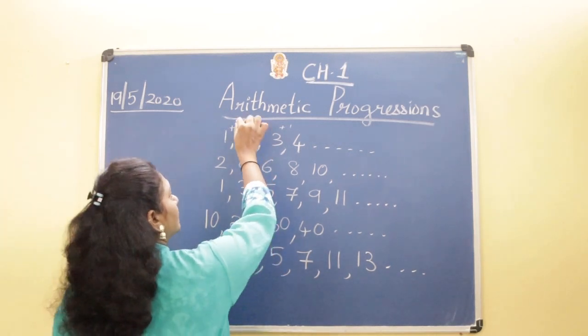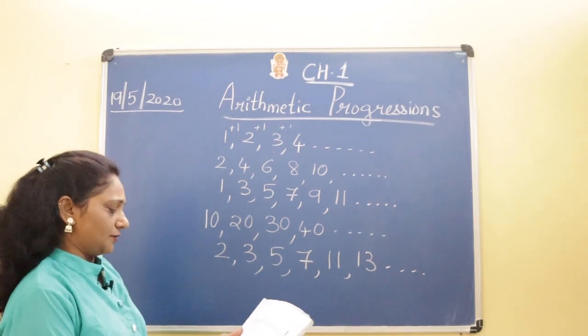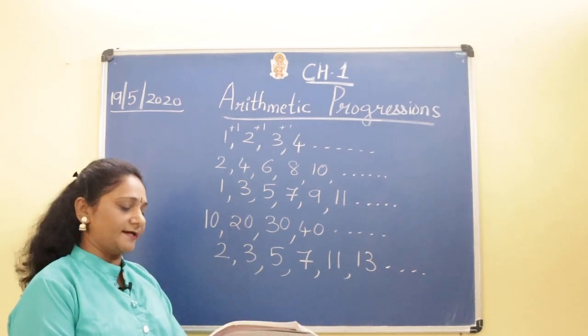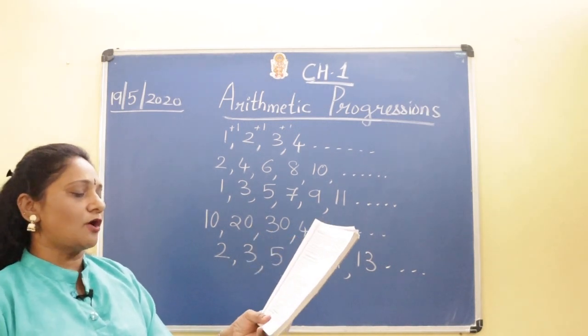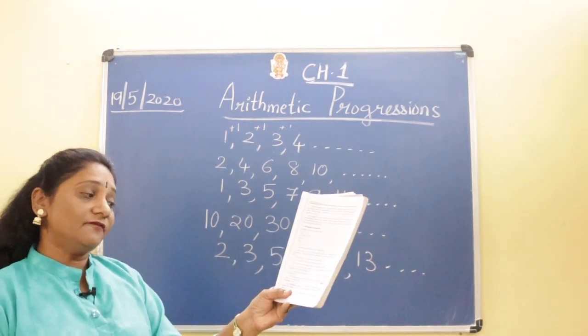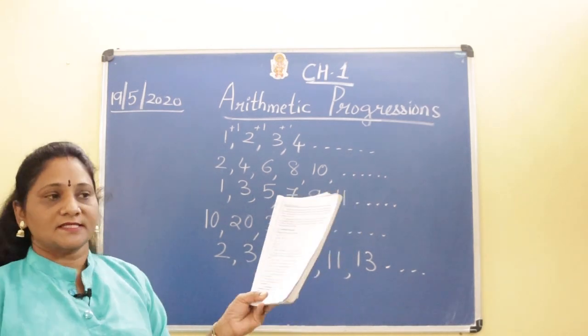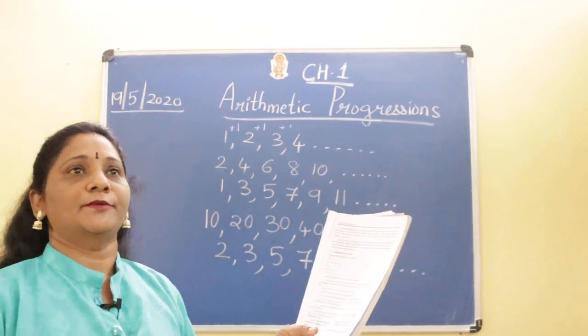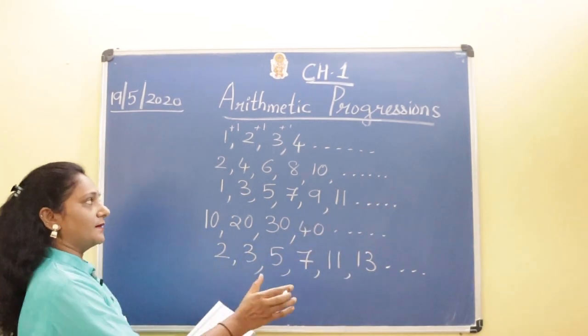Then what is arithmetic progression? Arithmetic progression, as per the definition in your 10th standard book, is a list of numbers in which each term is obtained by adding a fixed number to the preceding term except the first term. This is the definition given in your 10th standard book. Arithmetic progression is a list of numbers.